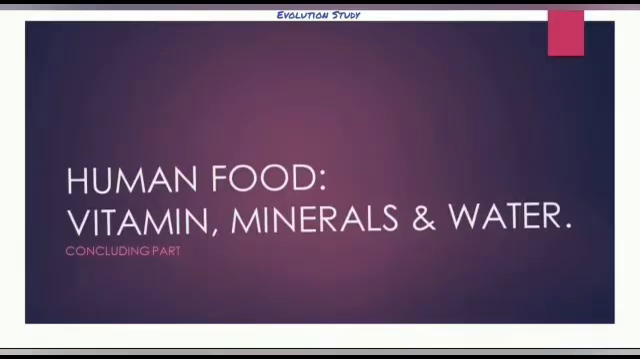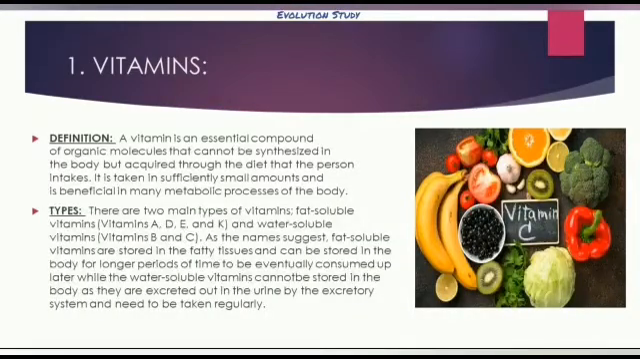Human food: vitamins, minerals and water. Concluding part. Definition: a vitamin is an essential compound of organic molecules that cannot be synthesized in the body but is acquired through the diet that the person intakes. It is taken in sufficiently small amounts and is beneficial in many metabolic processes of the body.